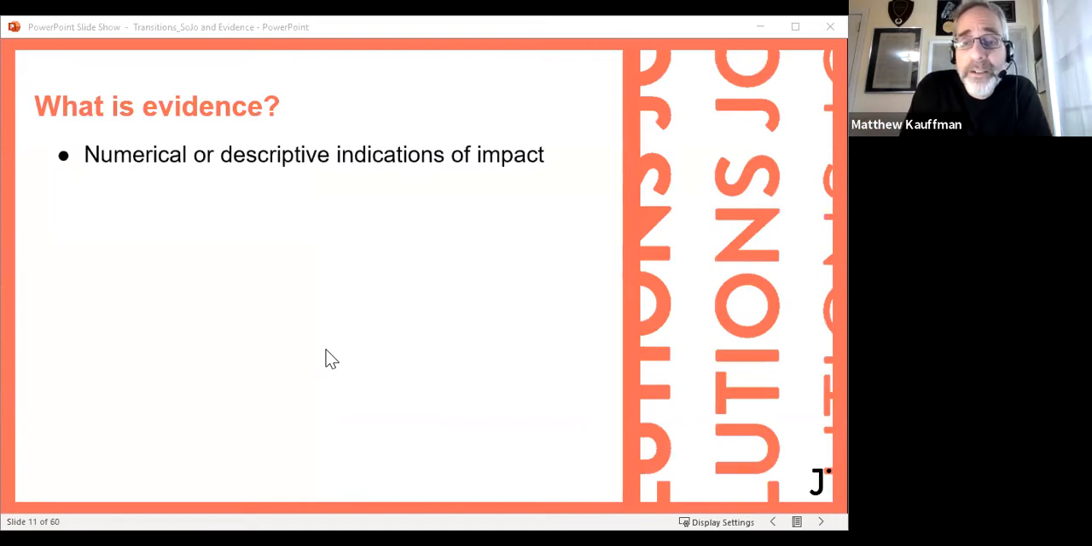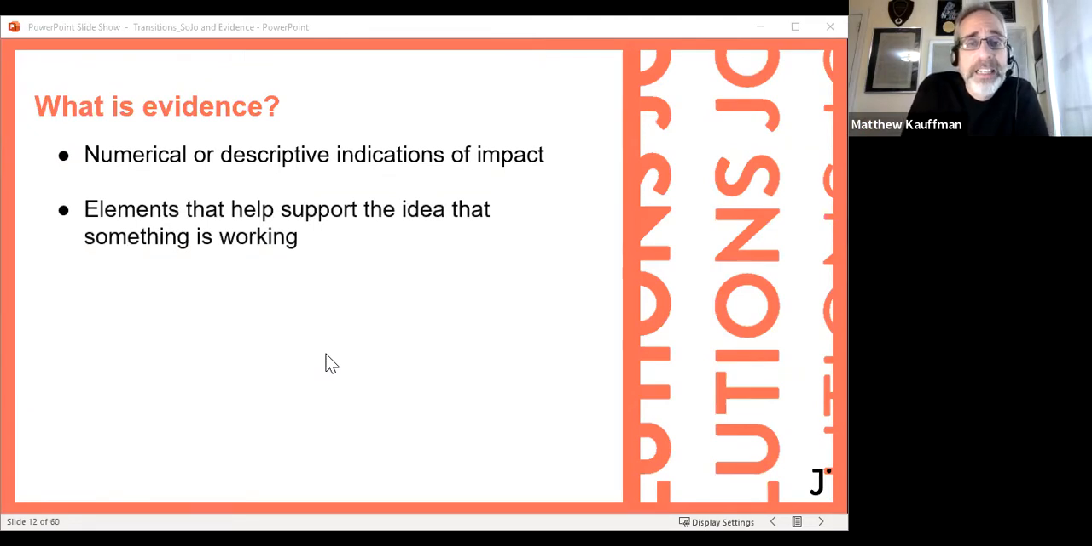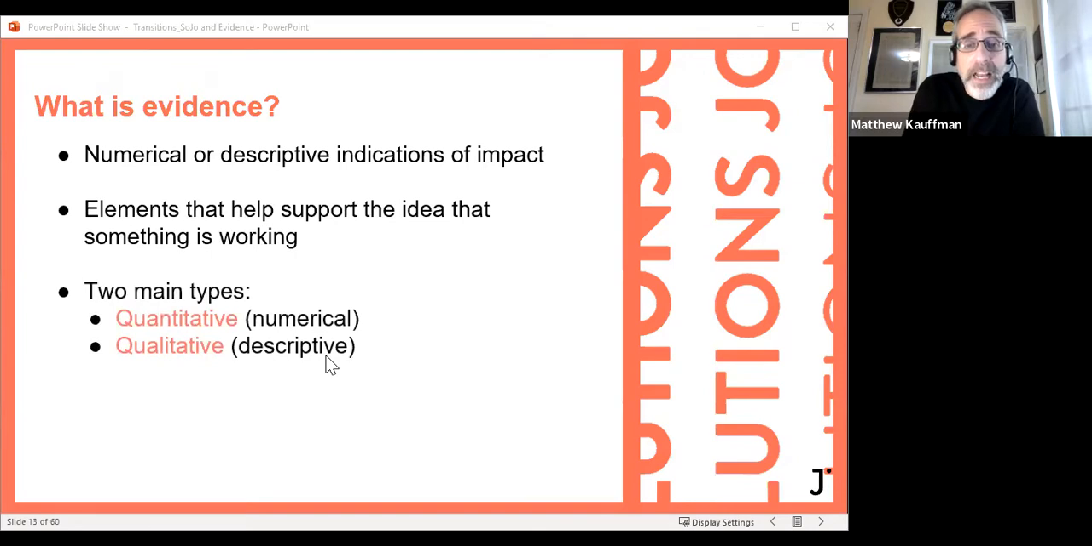For me, it is a numerical or a descriptive indication of impact, right? It is something that you can show your audience that a particular incident or intervention or response or policy had some impact. And certainly for solutions reporting, evidence works as elements that help support the idea that something is working. It's the way we convince ourselves, convince our editors, convince our audience that something is having the desired effect. And there are two main types, quantitative evidence and qualitative evidence. Quantitative being more on the statistical, number side, and qualitative, more in descriptive, impressionistic opinions, and the like.